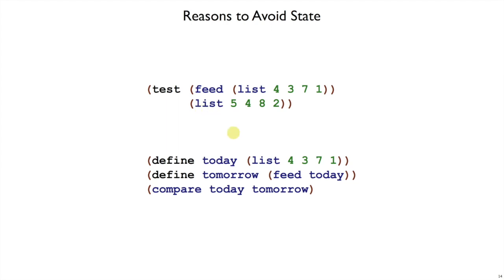Another advantage of avoiding state is that when we feed today's fish and get tomorrow's aquarium, then we still have today's aquarium. So we can compare today's aquarium and tomorrow's aquarium. Feed doesn't have the effect of destroying our old array to change it into the new array. We get to keep both of them and use them both if we want to. So there are good reasons to avoid state.